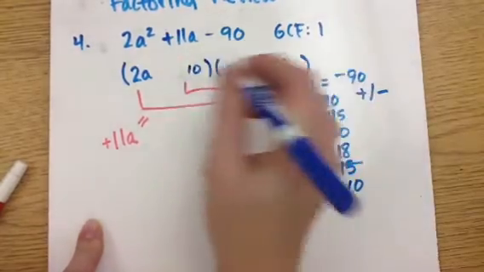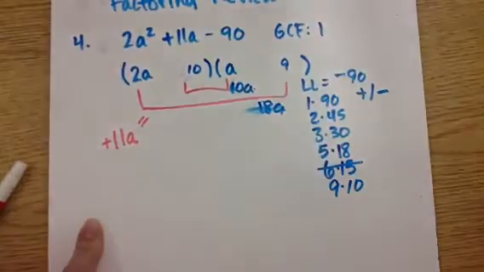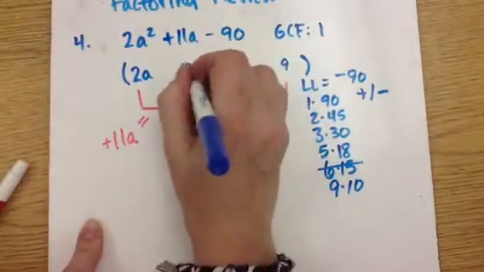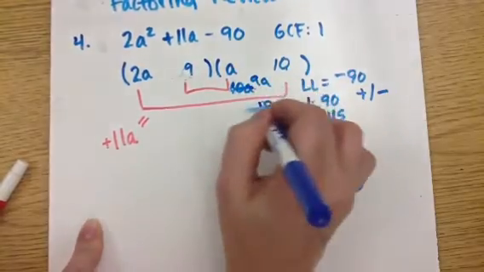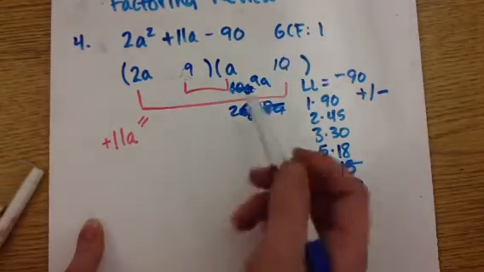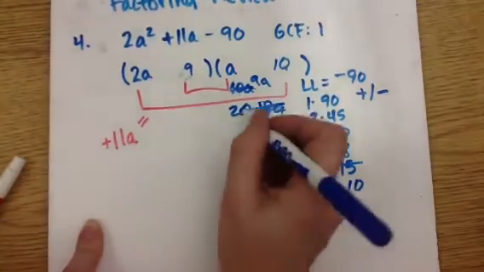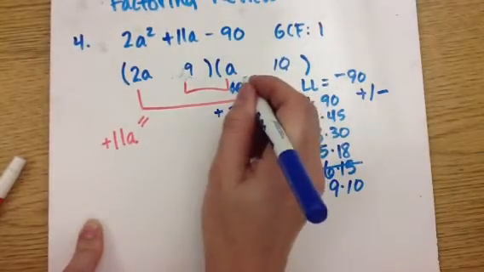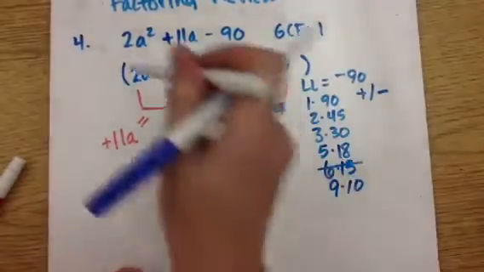9 and 10 here. 2 times 9 is 18a, 10a. That doesn't work. If I switch them and make it 10 and 9, that gives me 9a and 20a. Oh, and that will work because 20a minus 9a would be 11a. So I need my 20a to be positive and my 9a to be negative. So that'll be 2a minus 9 times a plus 10.